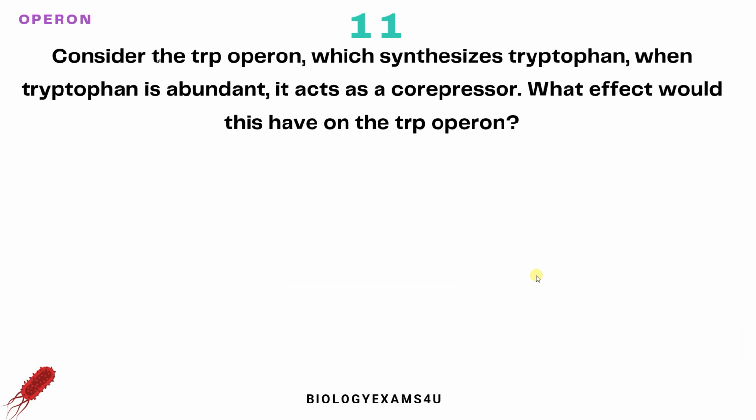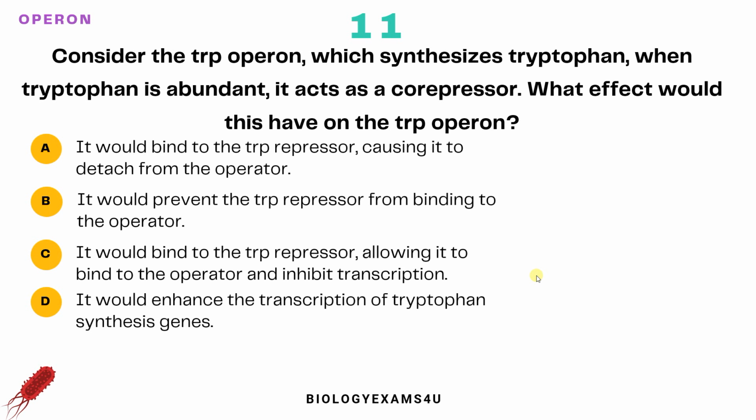Question number 11. Consider the trp operon which synthesizes tryptophan. When tryptophan is abundant, it acts as a co-repressor. What effect would this have on the trp operon? Option A, it would bind to the trp repressor, causing it to detach from the operator. Option B, it would prevent the trp repressor from binding to the operator. Option C, it would bind to the trp repressor, allowing it to bind to the operator and inhibit transcription. And option D, it would enhance the transcription of tryptophan synthesizing genes.